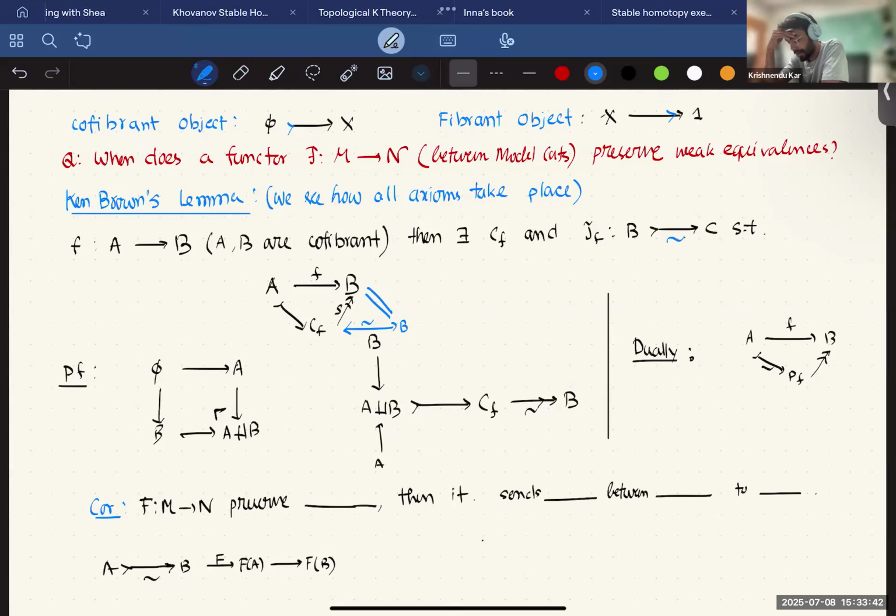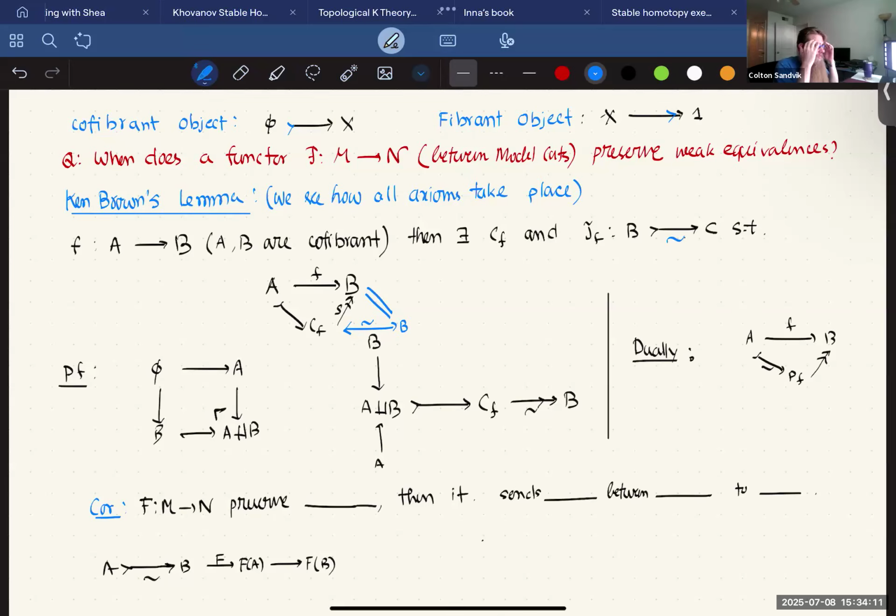Here not only do C_F and G_F exist, they exist functorially. That means that if you have this C_F, you can replace it by C_F prime, and then you'll have another G_F prime making the diagram commute. This is what I mean by functorial factorization, and this is what I wanted to emphasize in the beginning. Does it give some validation?